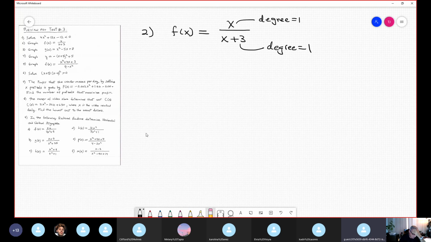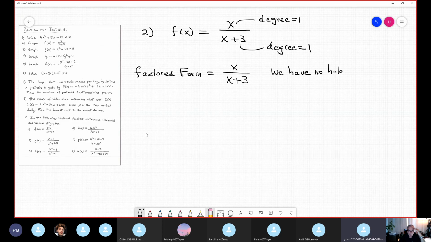The first step always is to express it in factored form. In factored form, the idea is to factor the polynomial at the top and factor the polynomial at the bottom, totally independent. In this case, we cannot do anything. It stays the same, and there is a perfect coincidence between the original and the factored form. One fantastic conclusion in that part is that we have no holes. Because remember, a hole is a factor that cancels out. In this case, nothing cancels out.